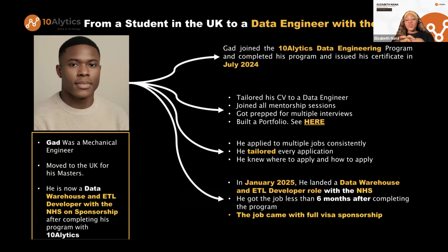So the first thing Gad did was to learn, right? He joined the Analytics data engineering program, just like a lot of us on this call are aspiring to. And he completed his program. He got his certificate in July 2024. He kept applying to jobs. Now, that's also something that you need to remember. It's not enough to just get the skills. You need to make sure that you're constantly applying to jobs. It's not magic. This is not a get rich quick scheme, right? I'm not going to come here right now and tell you that in 1 week, you're going to get a job.